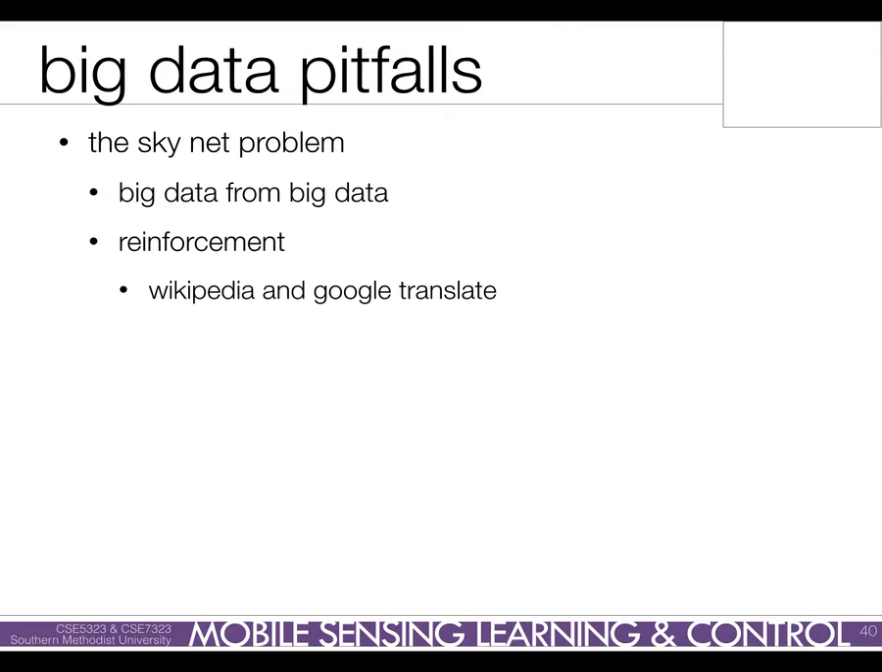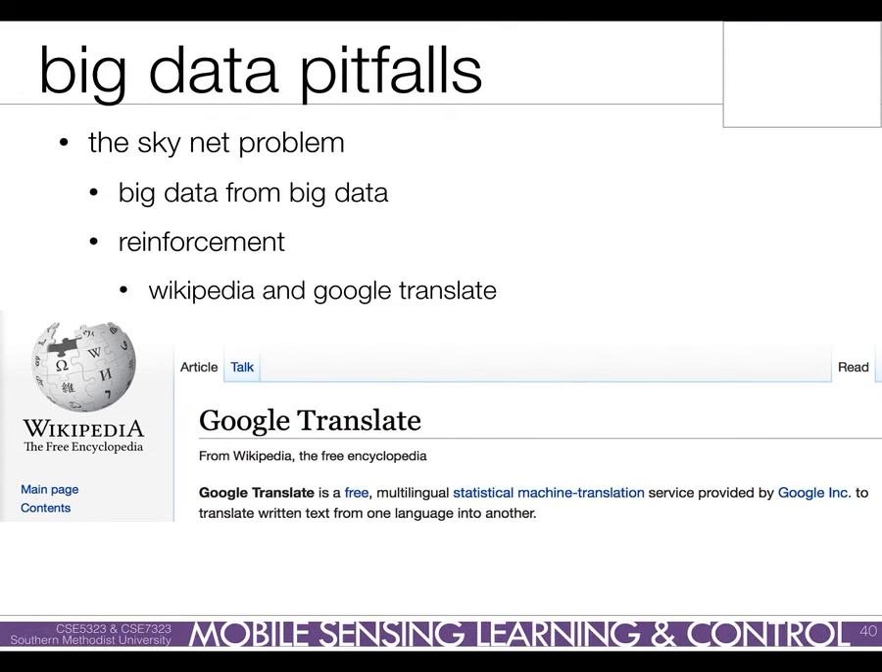Ah, the Skynet problem. Here we go. So, big data from big data. Reinforcement. You guys know what Wikipedia is? Okay, good. The most useful tool ever.